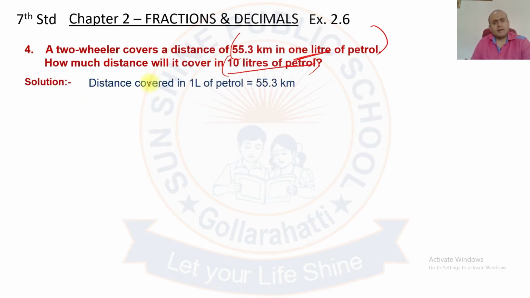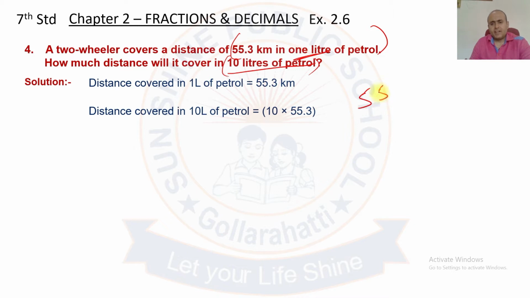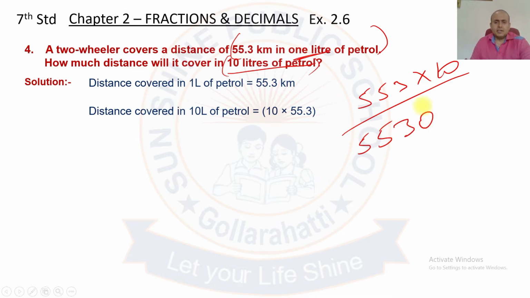Solution: distance covered in 1 liter of petrol is equal to 55.3 kilometers, and distance covered in 10 liters of petrol is equal to 10 into 55.3. When you multiply 553 into 10, you get the answer as 5530. If the question has a decimal point before one digit, you should place the decimal point before one digit in the answer also.